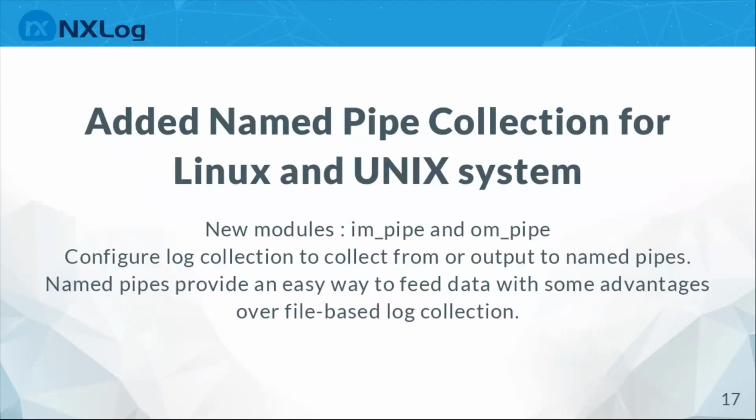All right, another new addition is the im_pipe and om_pipe modules. This is for named pipe collection on Linux and Unix systems. With this, we can read and write to named pipes. There are a few advantages to handling this. It creates a message, kind of like a pub/sub system. We've got some custom scripting that some of our customers are using that writes to named pipes for their outputs, and we can now pick this up and read it as a normal input.